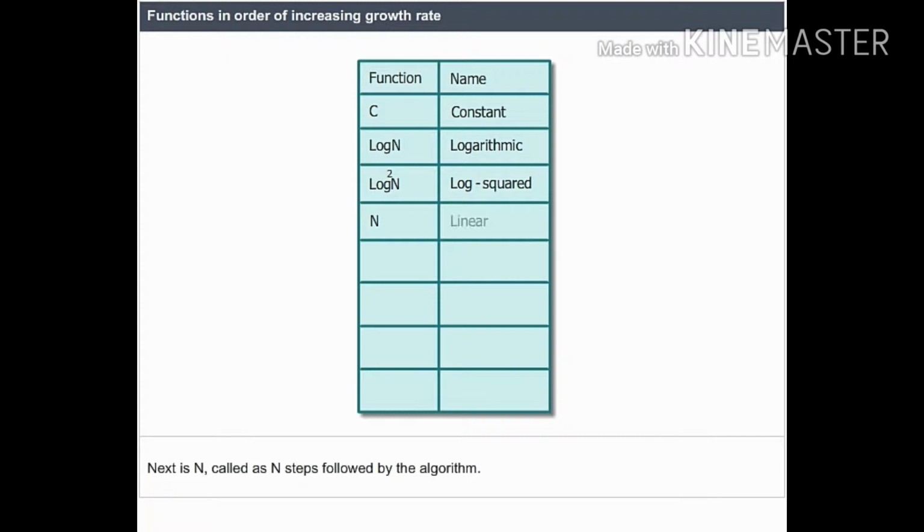Next is n, meaning n steps followed by the algorithm. n log n is worse than n. The worst algorithms will contain n cube and exponential cases.